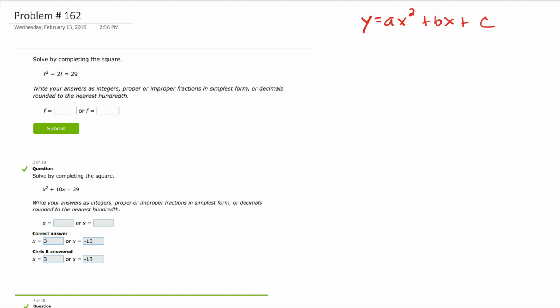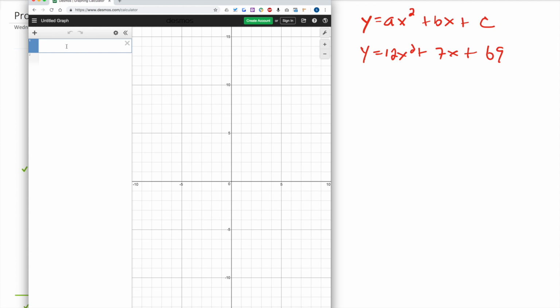Got that? All right, so let me see you make up your own quadratic equation. Make it up. What would it look like? Yeah. So y equals 12x squared plus 7x plus 69. All right. Hold on a second. All right, if I graph the equation that you made up, what do you think it's going to look like?